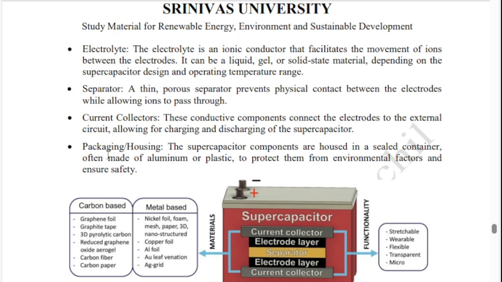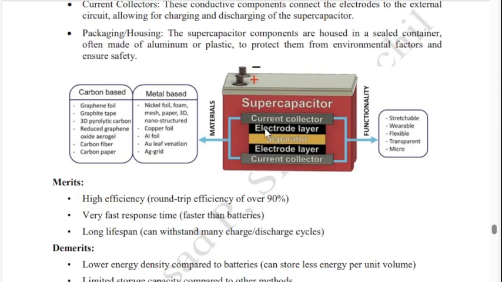Okay. Now the packaging and housing, what type of material is used to prepare this box. It is a sealed container made of aluminum or plastic to protect from environmental factors, heat, exposure, leakage, and for strength. All these terms have to be considered while making this. Now the materials which are used are mentioned here. It should be stretchable, wearable, flexible, transparent, micro. These are the functionalities needed in the current collectors for the material which is used there.